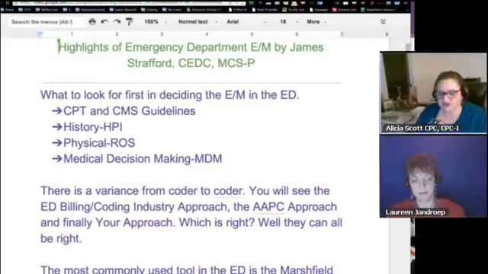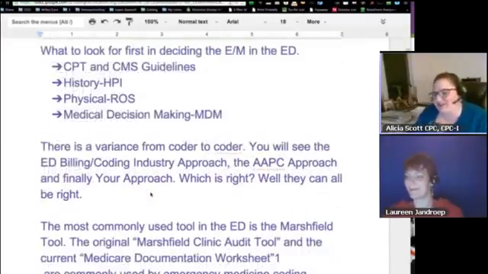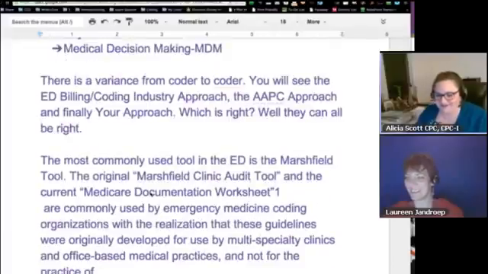So he brought up the Marshfield tool, the most commonly used tool in the emergency department, and this is a tool that's used for E&M coding. I gave some highlights on it, but Lorraine's typing, she can't scroll down. I try to lead into that so she knows I'm going to have her scroll.